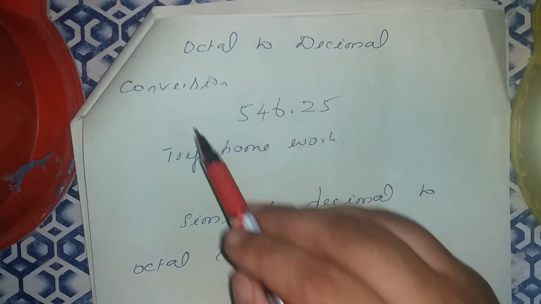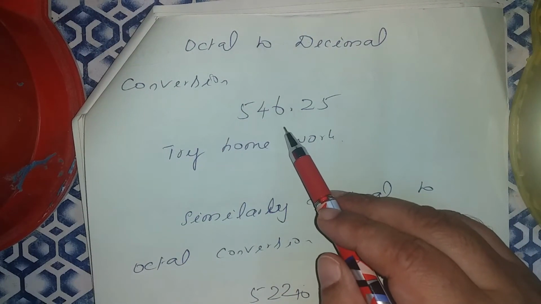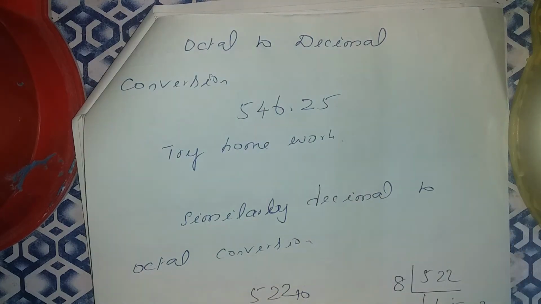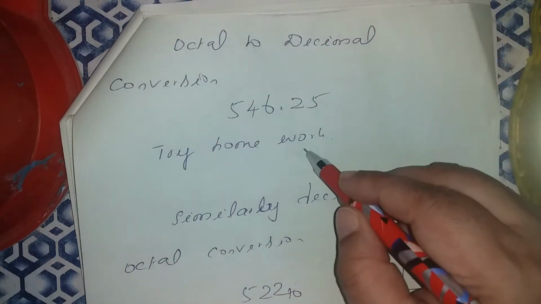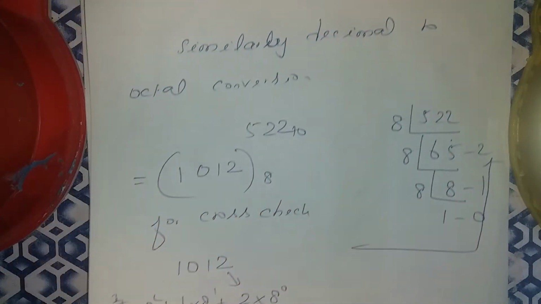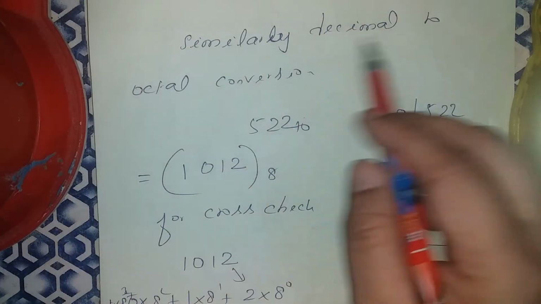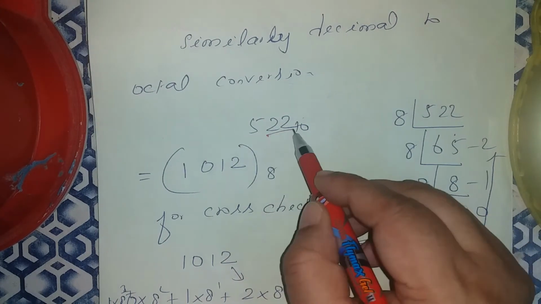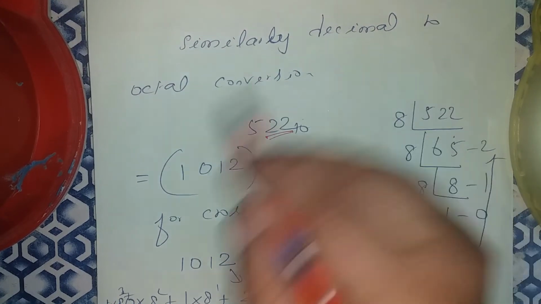Octal to decimal conversion. You saw that 546 is converted. 546.25, how to convert? Try it in the homework. Understood? So now, similarly, decimal to octal conversion. The decimal number 522 is there. How to convert it into octal?